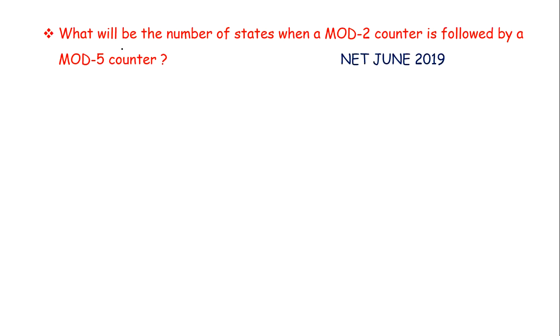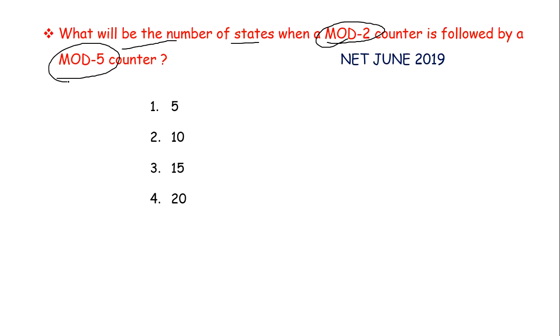Next is: what will be the number of states when a mode 2 counter is followed by a mode 5 counter? These are our options: 5, 10, 15, 20. In this question we have to tell the number of states. We are given that a mode 2 counter is followed by a mode 5 counter.